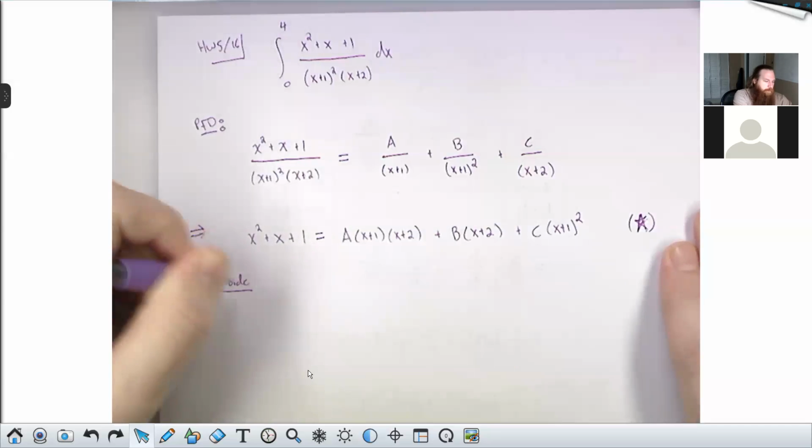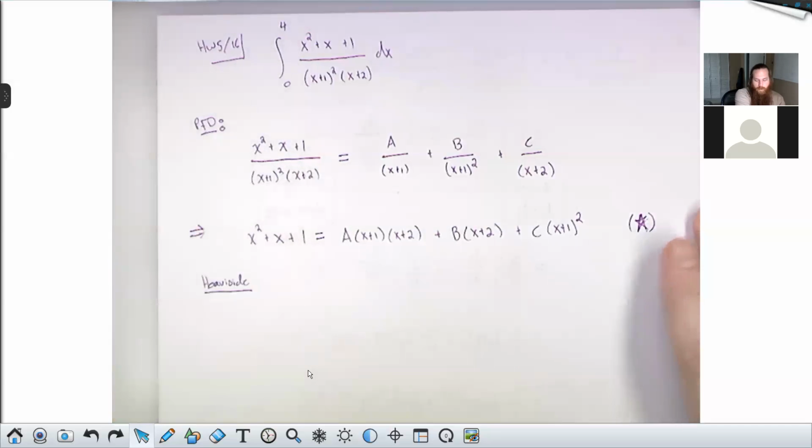Heaviside sounds like it could be coming from something heavy, right? But it's not. It's just a dude's name. It's the dude who figured this out.